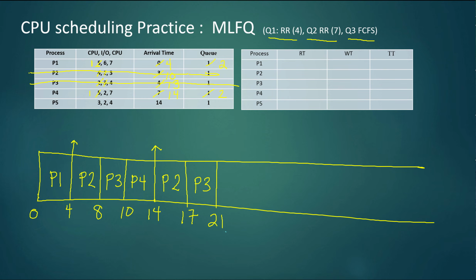Now the current time is 21. In the ready queue, we have P1, P4, and P5. P5 will go, because it's the only one that's a level 1. It's going to go 3 time units until time 24. Then it's going to go out to I/O for 2 time units, and it's going to remain a level 1 because it did not get preempted for time quantum, and it will come back in at time 26.